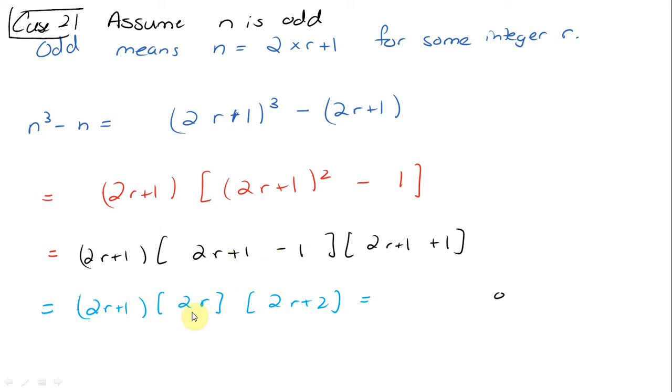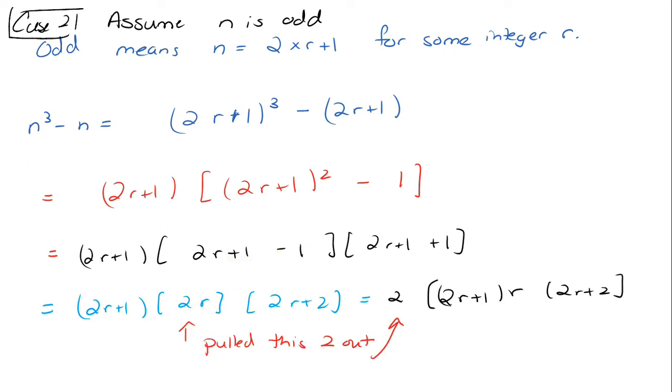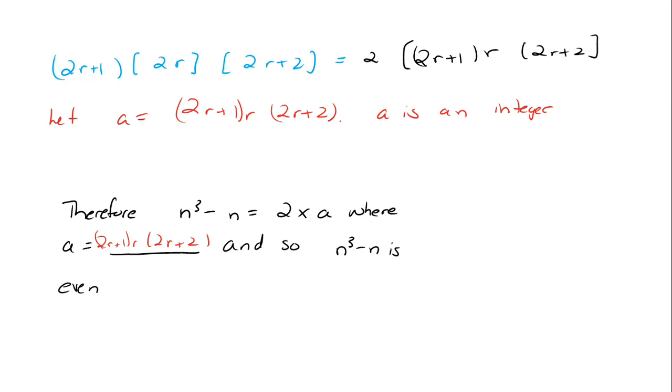There's my 2. I'm just going to pull that 2 out in front because I remember very clearly that I'm supposed to get 2 times a mess at the very end. And there's my mess sitting right here. I don't care how messy it is, with a parenthesis missing right there. So that gives me 2 times a, where that's the mess that I just call a. And I'm able to rewrite my closing statement again and fill in the blank with a equal to this thing. So therefore n cubed minus n is even.